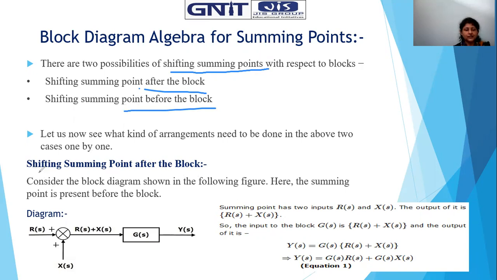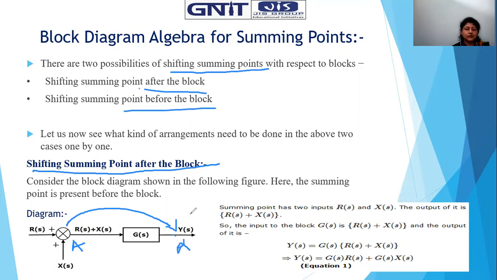So first, let us discuss the shifting of the summing point after the block. Let's identify the topic: shifting the summing point after this block. That means we are shifting this summing point after this block, and that should be our manipulation. So how will it be done? Let's see. Problem identification is done: we are shifting the summing point after the block, that is, we are shifting this point A after this block.